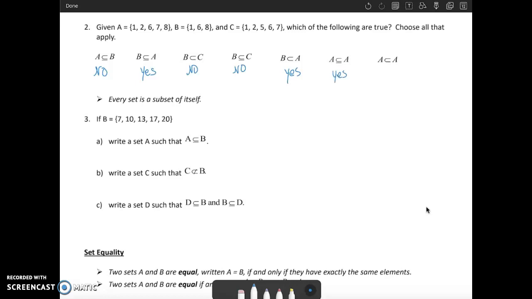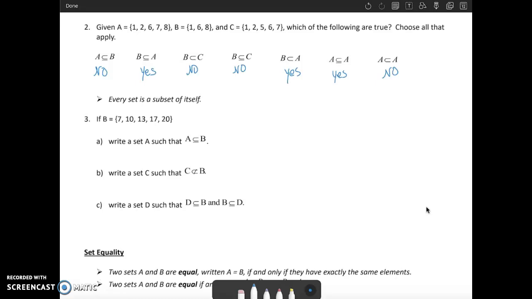Is it a proper subset of itself? A proper subset would mean every element in A is also in A, but it doesn't equal itself. So that one would be a no. Might seem like a silly question. That's similar to asking, is 5 less than 5? No.